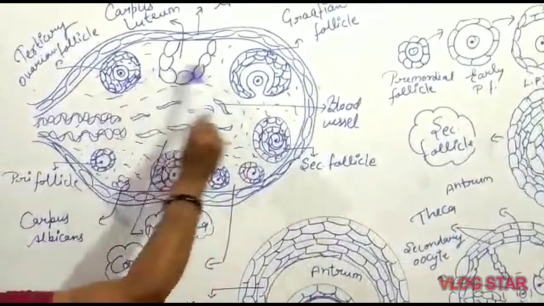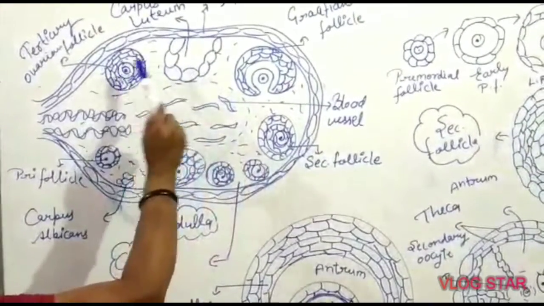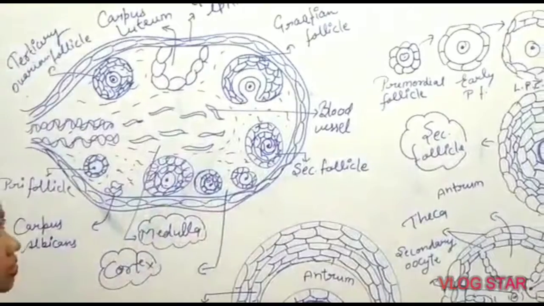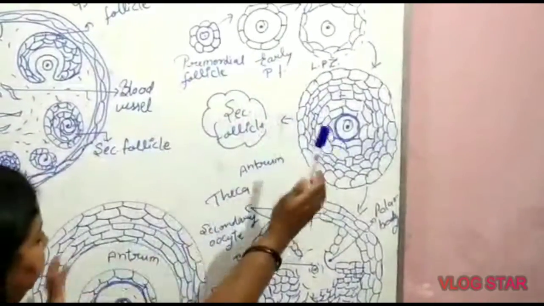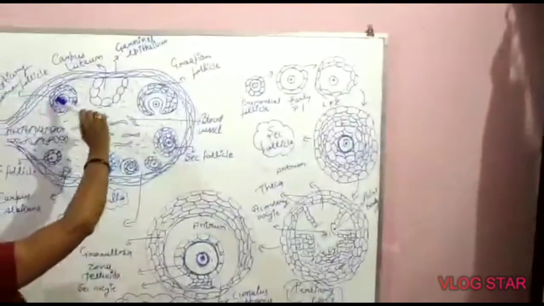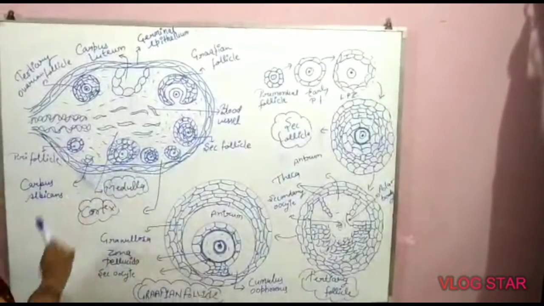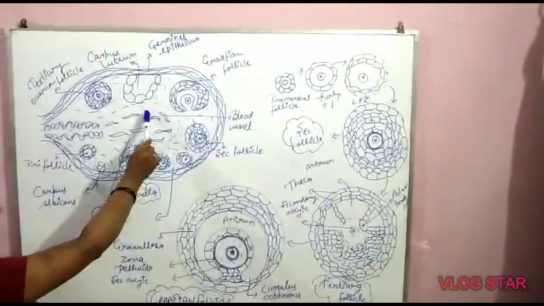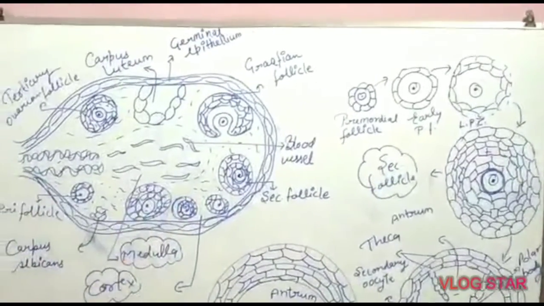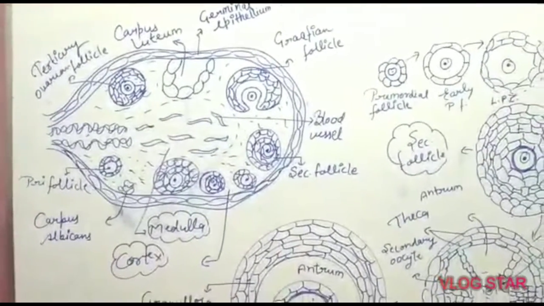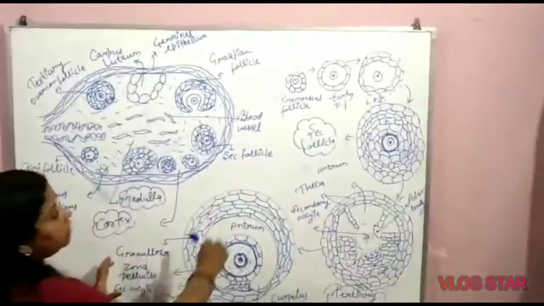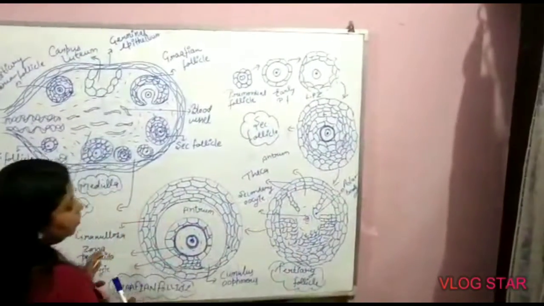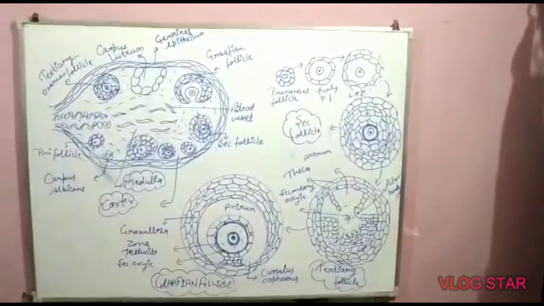In the outer cortex, follicular development takes place. These are the diagrams of follicular development which occurs inside the cortex region of the human ovary. While in the medulla, many blood capillaries are present. So this is the transverse section of the ovary and these are the diagrams of development of follicles.